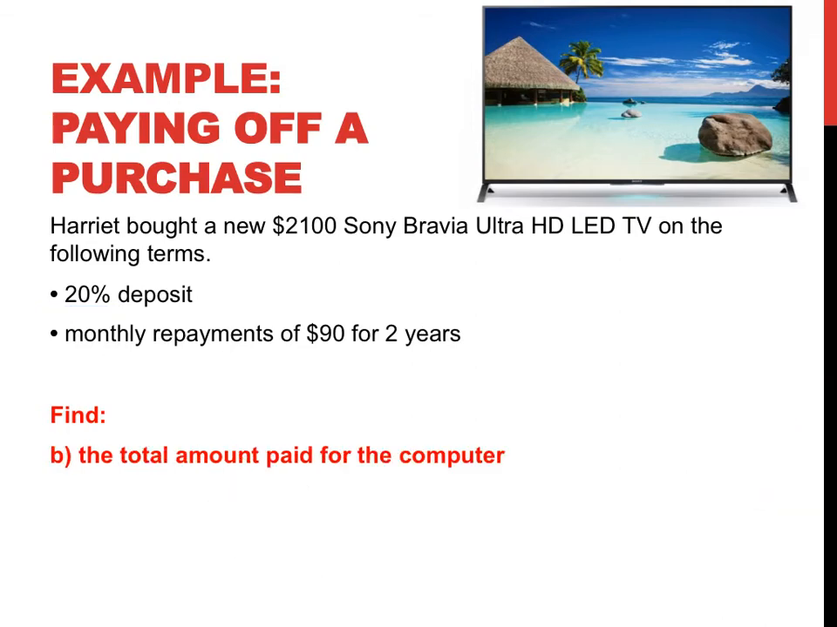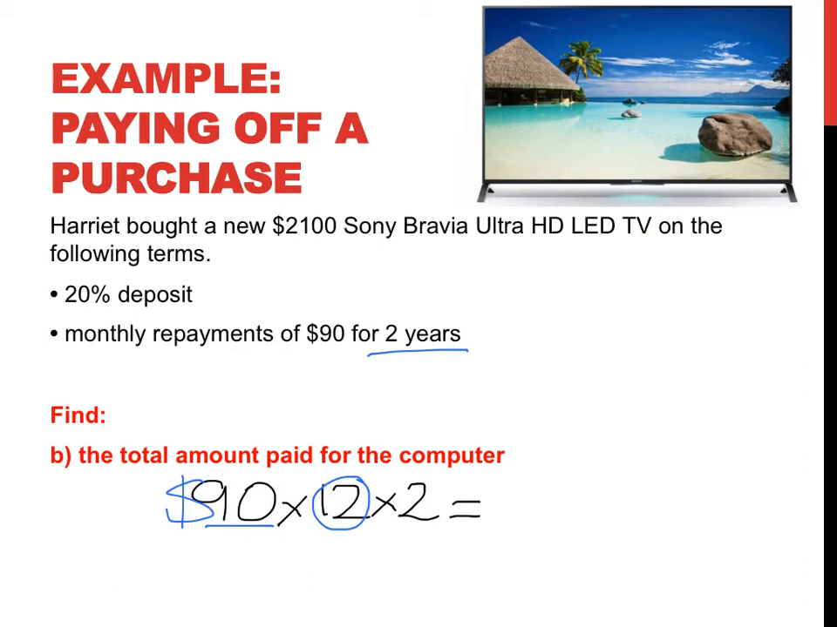If we're asked to find the total amount she paid for the computer, we first have to work out how much her repayments are, then we have to add them to the deposit. Okay, so if she's paying it for 2 years, we go $90 a month, 12 months in a year, 2 years for the loan. Repayments, $90, 12 months in a year. She has 2 years, so I multiply it by 2. If you just wanted to go 90 times 24, that's fine.